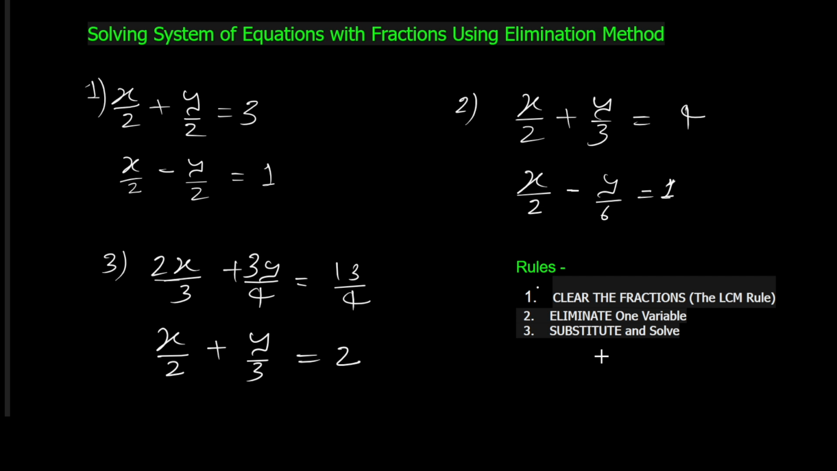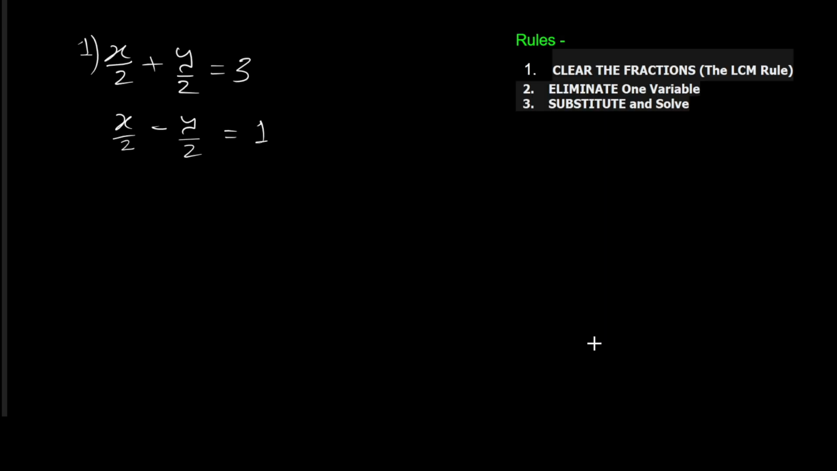So let's move to our first problem, which is x over 2 plus y over 2 equals 3 and x over 2 minus y over 2 equals 1. This is a very easy question. We can simply add it. We do not apply the first rule here because we have the same coefficient of the y variable.